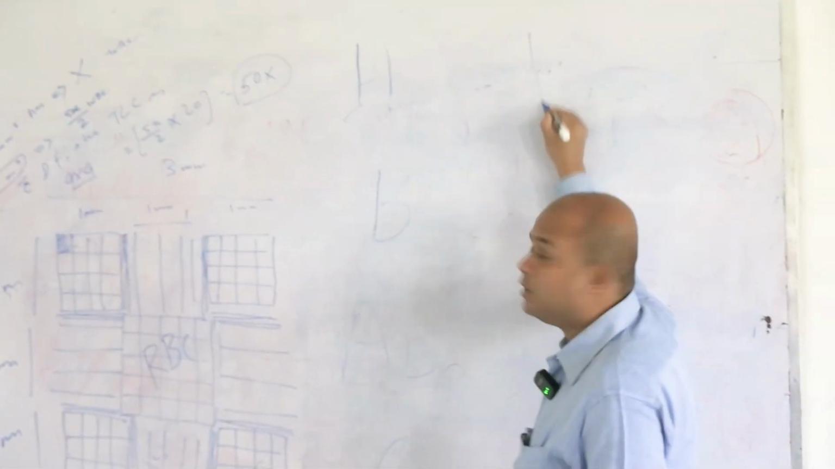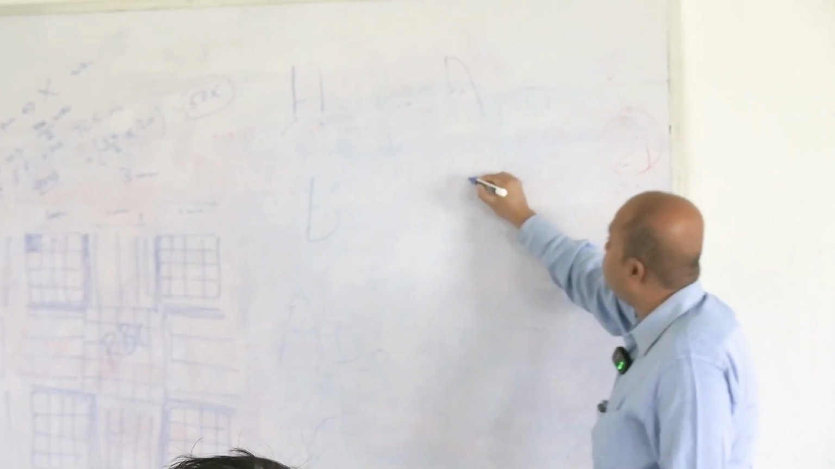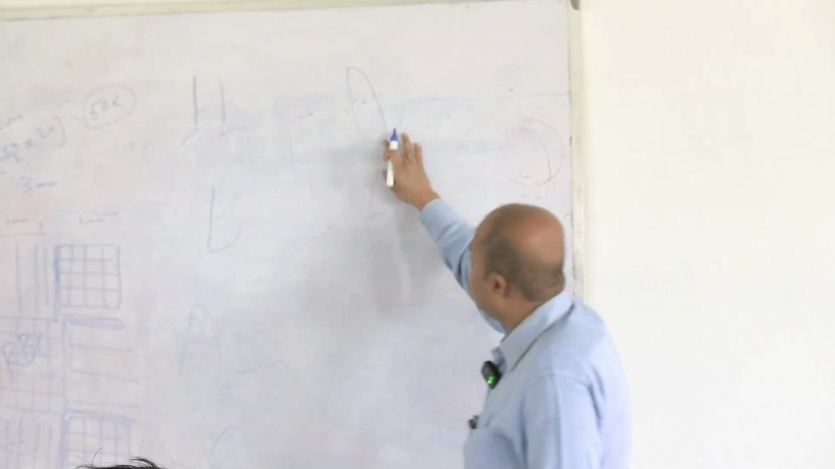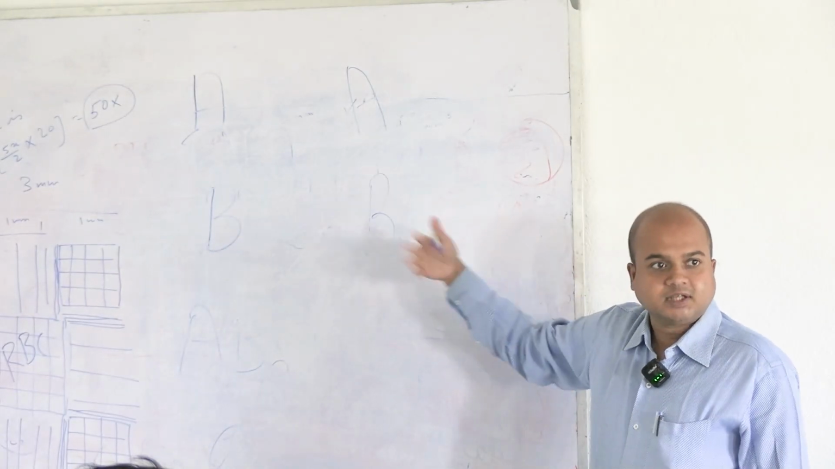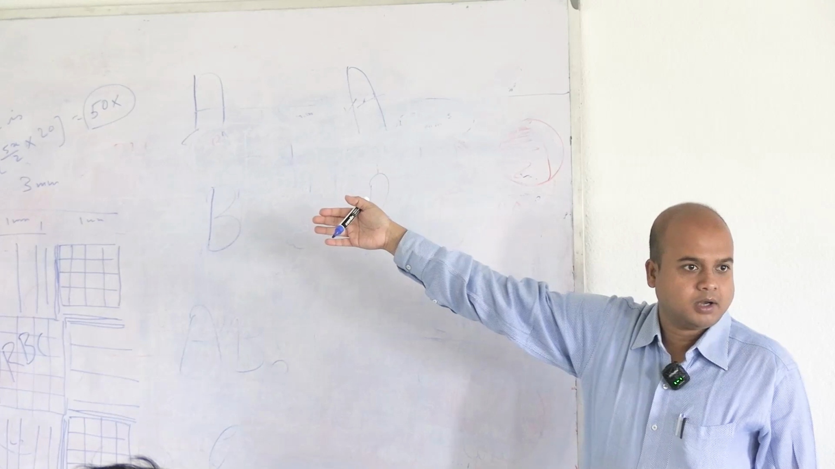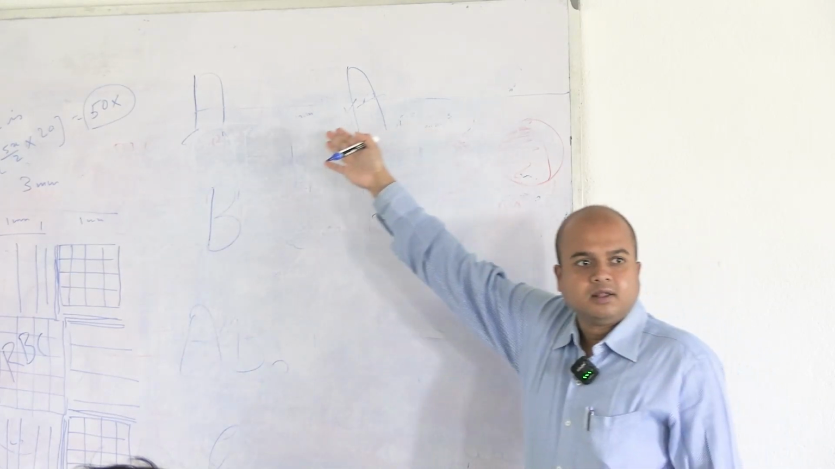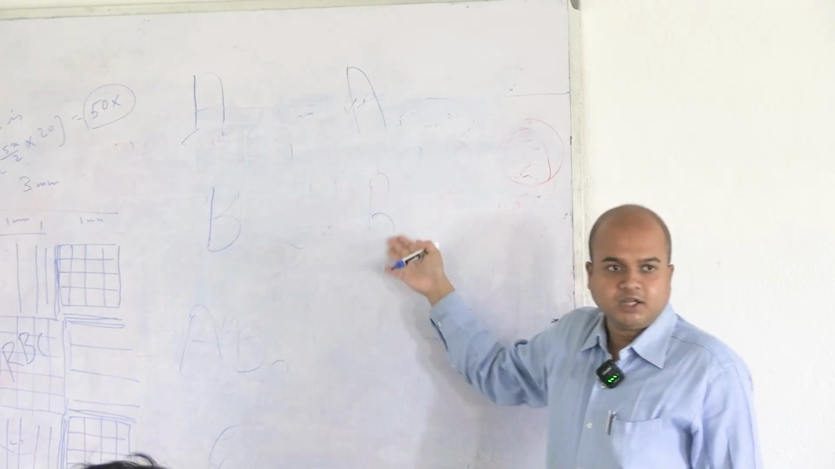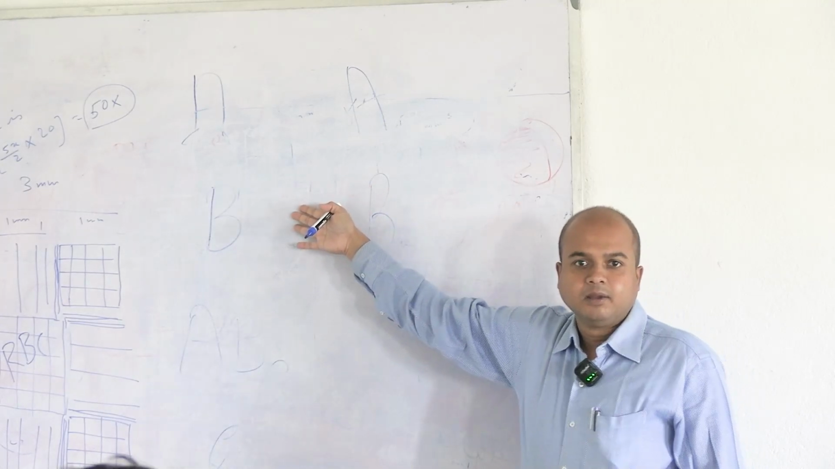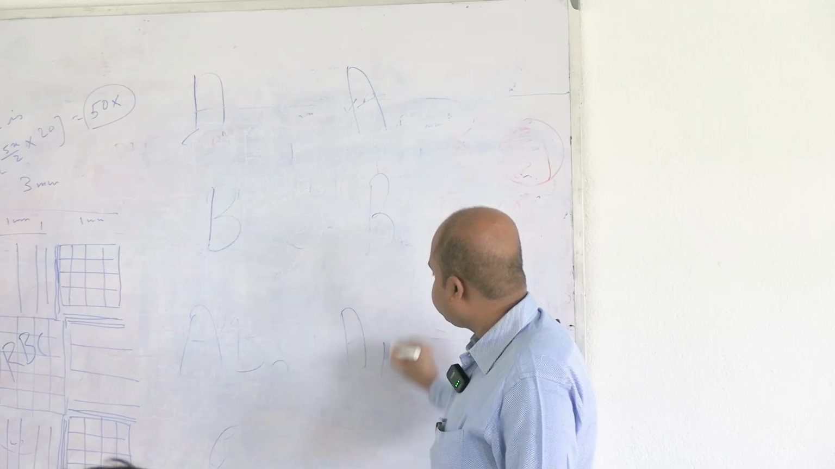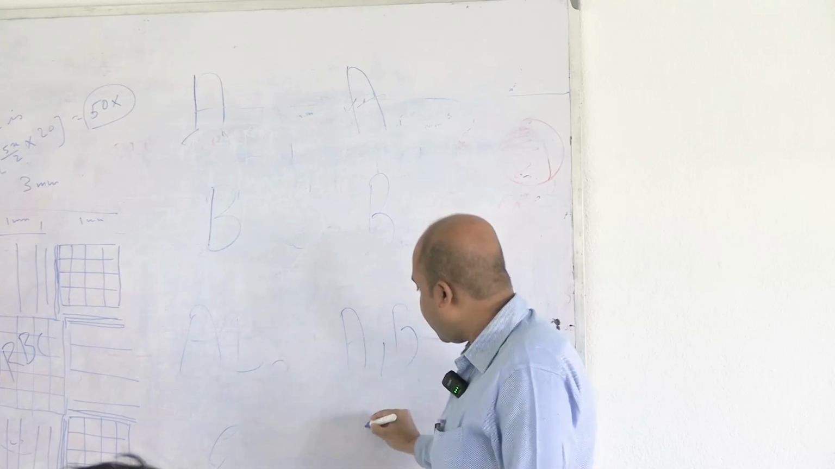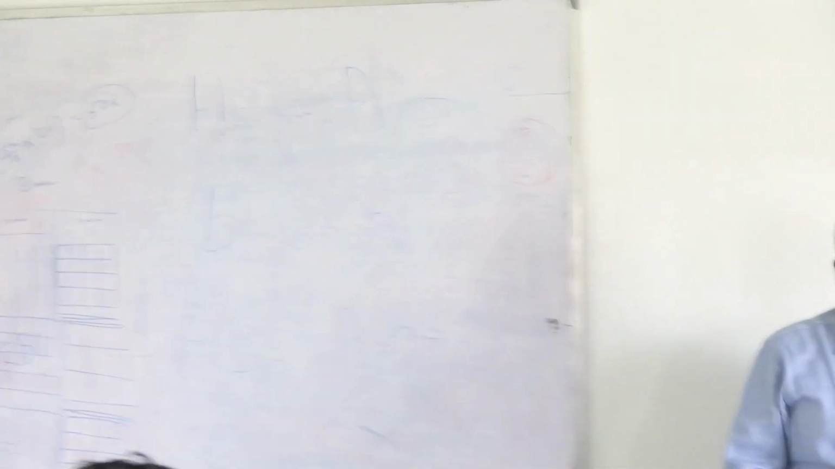In the A blood type, what is the name of the agglutinogen? It is the same, capital A. In B, it is capital B. So there are two types of ABO agglutinogens, A and B, on the presence or absence of which the blood type is determined. If only A is present, the blood type is A. If only B is present, the blood type is B. If both are present, the blood type is AB. If none of these are present, the blood type is O.